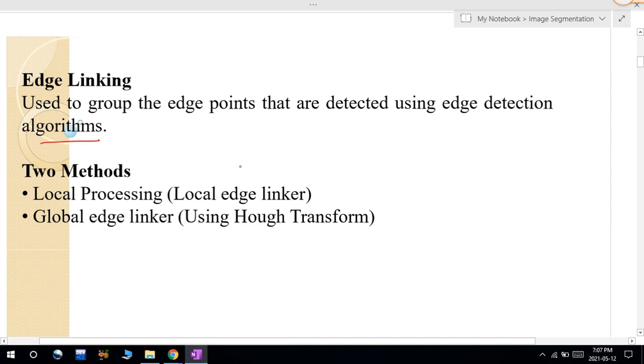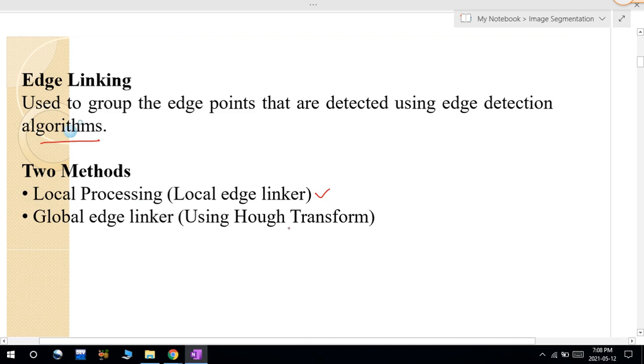But how one edge point will be linked with another edge point, so that it forms the correct edge, can be done by the edge linking process, edge linking or edge thinning. It is one of the edge detection stages. There are two important methods used to link the edges. One is local processing, called the local edge linker, and another is the global edge linker, which is also called the Hough transform.